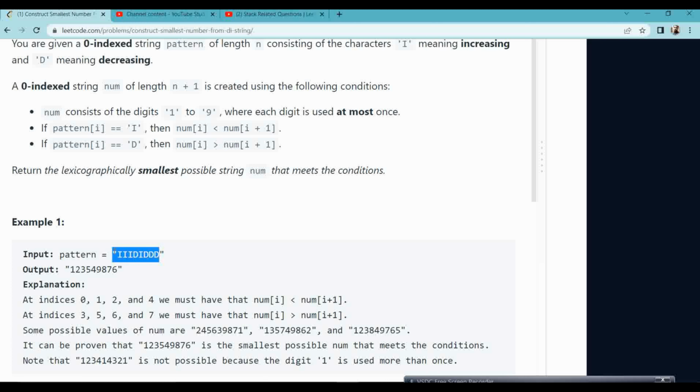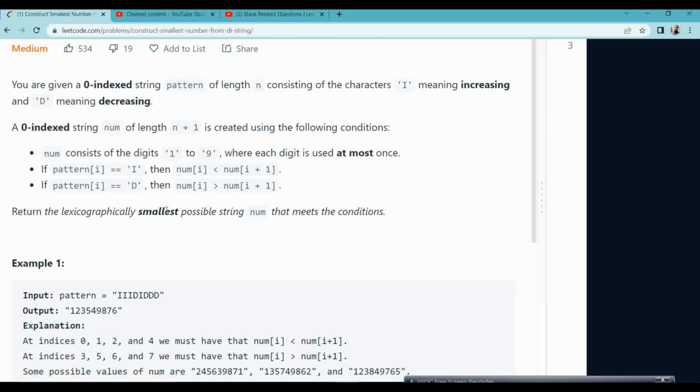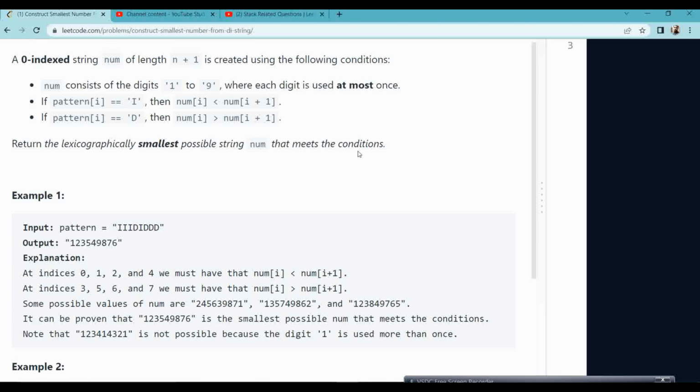So here we have a pattern of length 8 that consists of only two characters, that is I and D. The second character should be greater than the first character. And here it is given that we need to return the lexicographically smallest possible string, means we need to return the smallest number. Each digit from 1 to 9 is used at most once, so we cannot repeat a number.